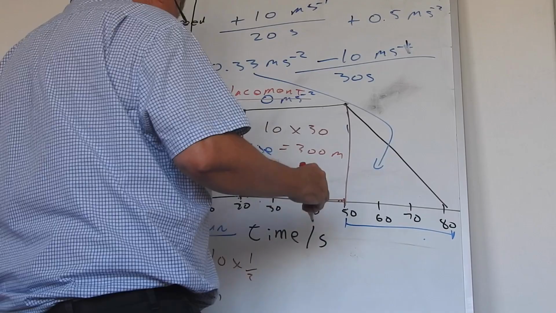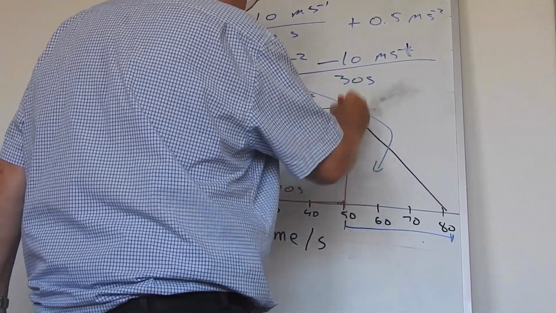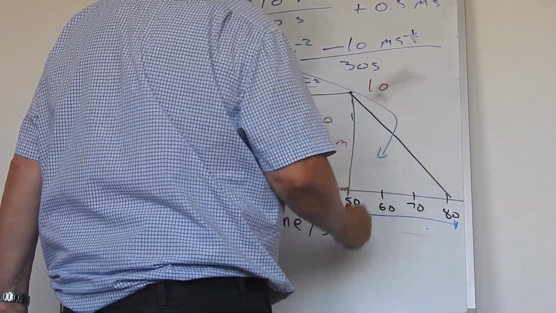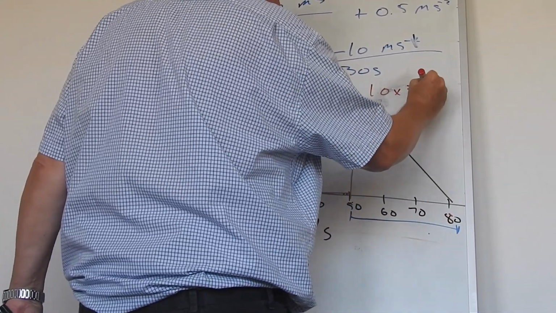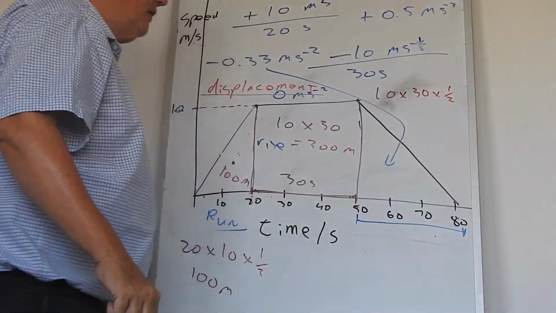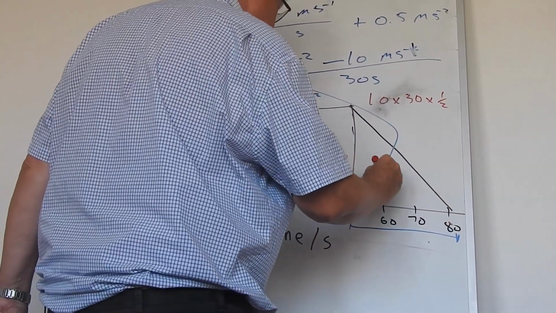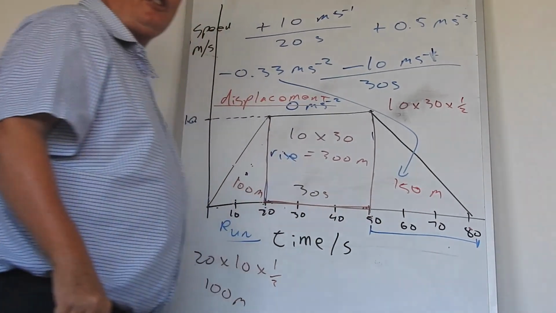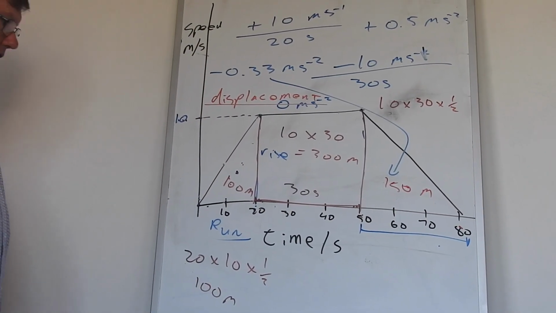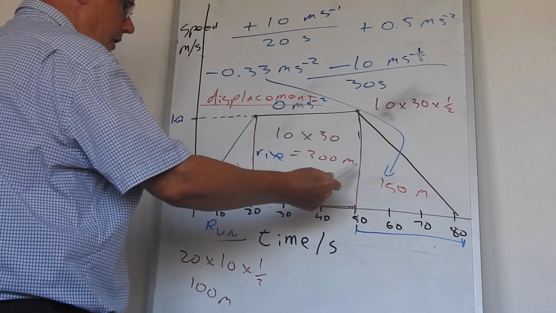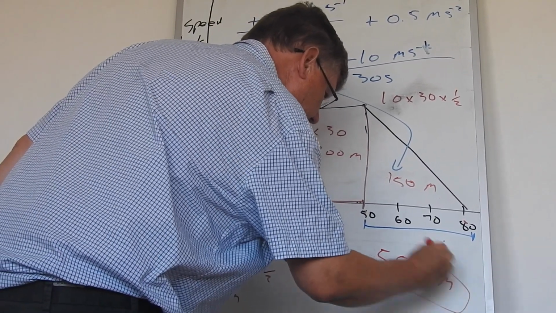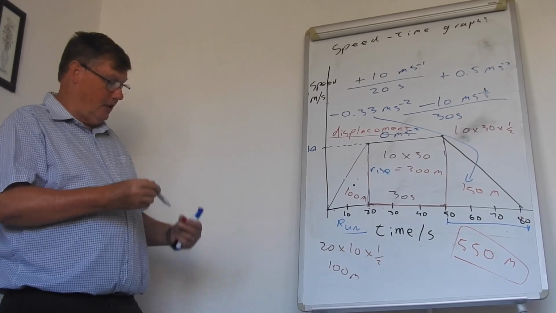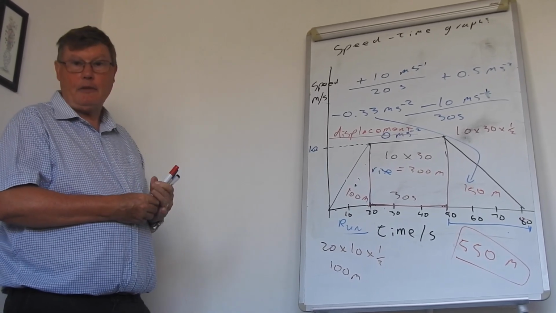So maybe you could have a go at the last triangle. The height of the triangle is 10. The width of the triangle is 30. And because it's a triangle and not a box, it comes to about half, and that is 150 meters. So what is the total distance travelled by the train? 100 plus 300 plus 150, 550 meters. And that basically is all you need to know about speed-time graphs.